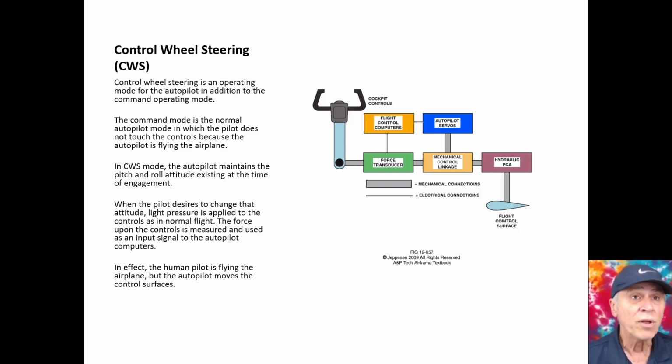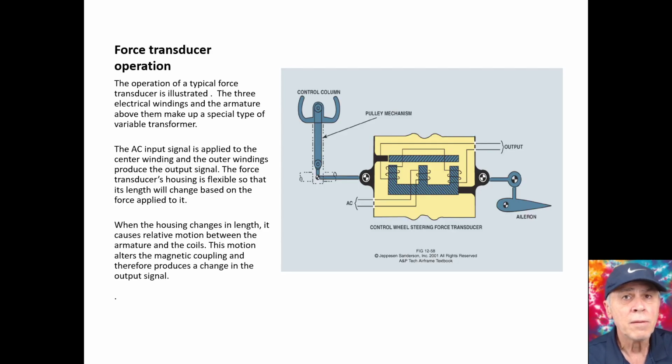But in control wheel steering, the autopilot maintains the pitch and roll attitude existing at the time of the engagement. When the pilot wants to change the attitude, light pressure is applied to the controls as in normal flight. And the force is in effect recognized, measured, and then used as a signal for the autopilot computers. So in effect, the human pilot is flying the airplane, but the autopilot is actually moving the control surfaces. Because that's instinctive what the pilot would do. Make a slight adjustment.